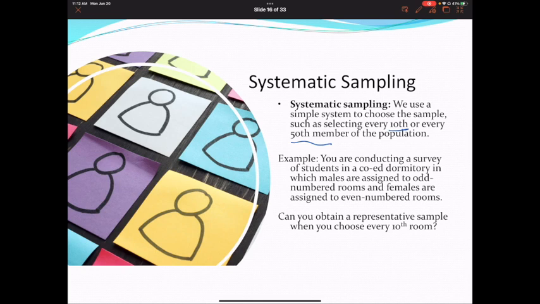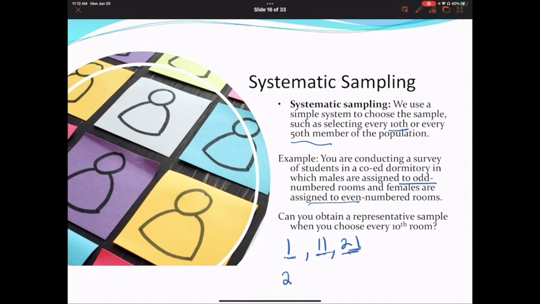So for example, you are conducting a survey of students in a co-ed dorm in which males and females are assigned to different numbered rooms. So all the males are in odd and all the females are in even. Could you choose a representative sample when you chose every 10th room? So I choose room 1, I count 10, I choose 11, oh wait, I choose 21, right? That would mean I'm only getting all males.